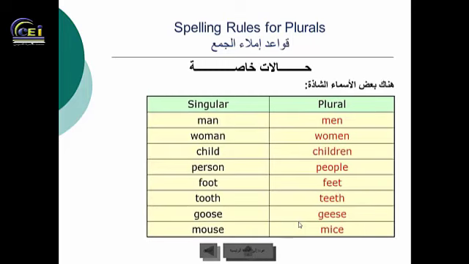These are countable nouns spelling rules for plurals. Say, man: we mustn't put s or es or ves, but man, men. Woman, women. Child, children. Person, people. Foot, feet. This is the singular and the plural.